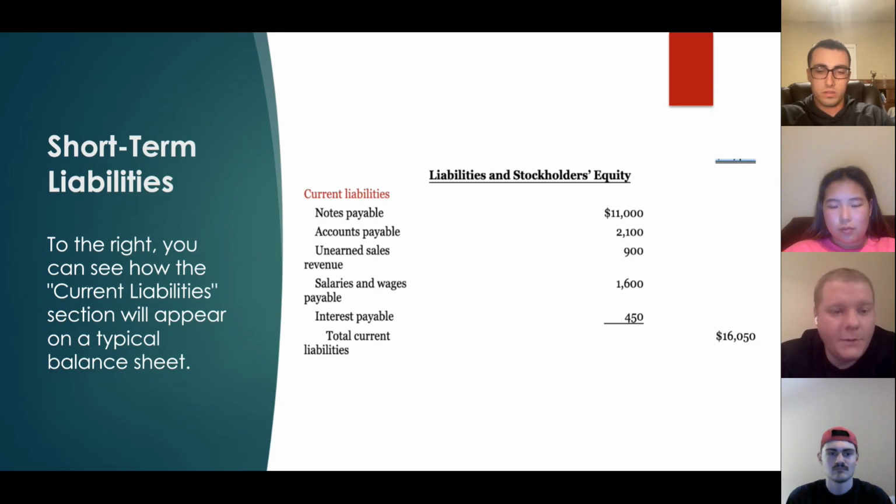All right, so this is how short-term liabilities should look on your balance sheet. Very similar to the other sections. Current liabilities is going to fall under the liabilities and stockholders' equity main group. And again, they're listed: notes payable, accounts payable, unearned sales revenue, and you have your total at the bottom.